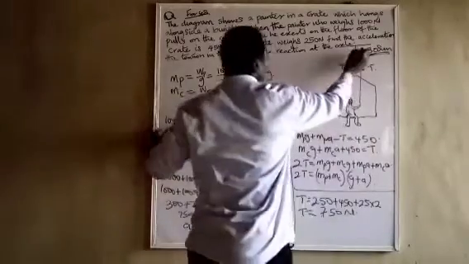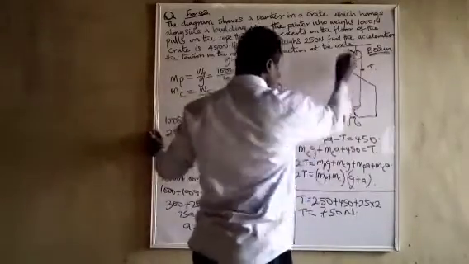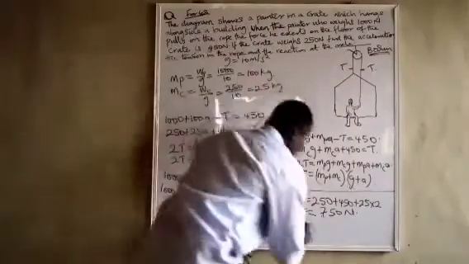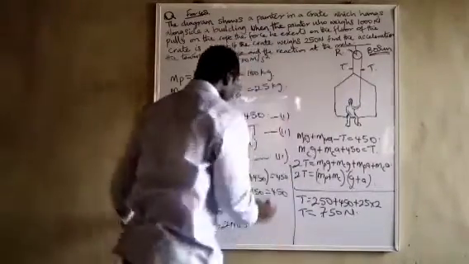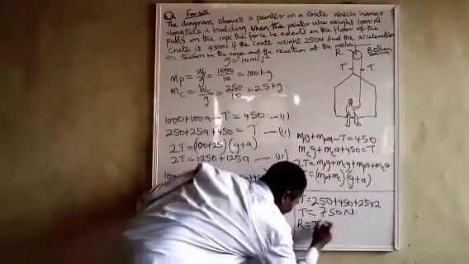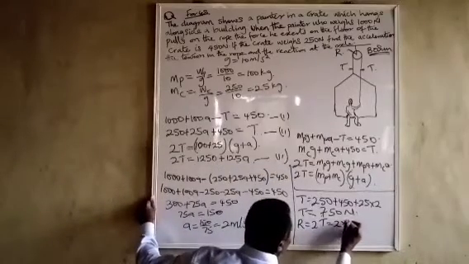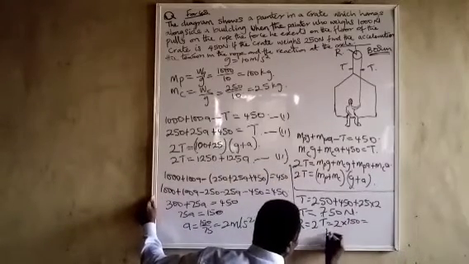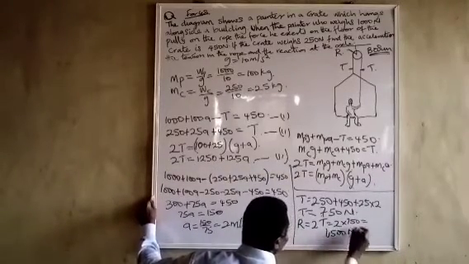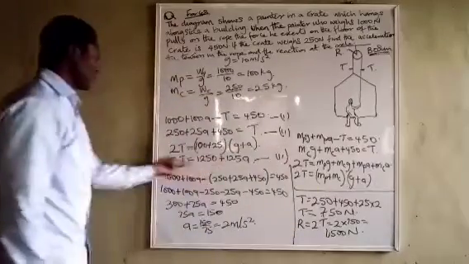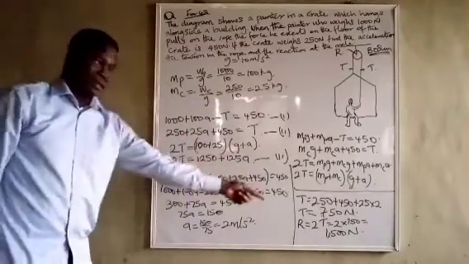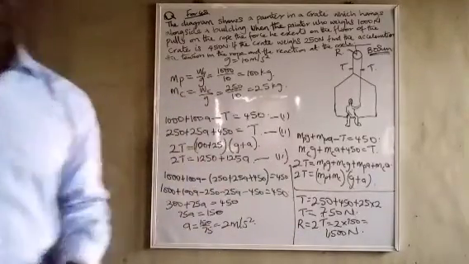Now, R here is equal to 2T. That is the reaction at the atom. So let me call that one R. So R is equal to 2T, R is equal to 2 times 750, which is 1500 newton. So to confirm, you can substitute A here, and you can see it gives us the same thing.